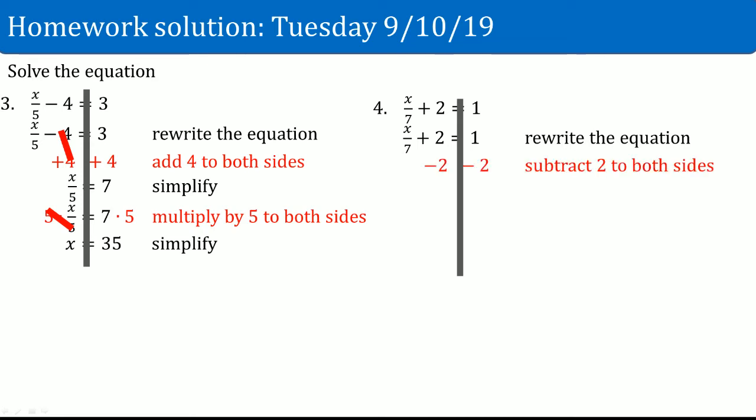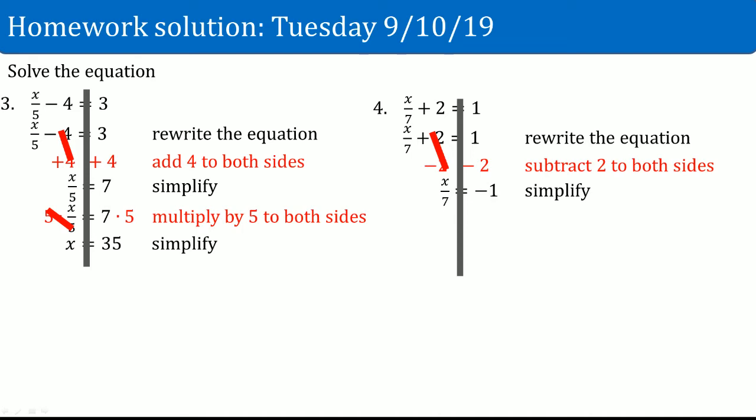Why do I subtract 2? Because the plus 2 and the minus 2 on the left-hand side cancel out. That is good because now what we have left over on the left-hand side is x divided by 7, and on the right-hand side 1 minus 2 becomes minus 1. So now you have x divided by 7 is equal to negative 1. This is like a Monday problem.